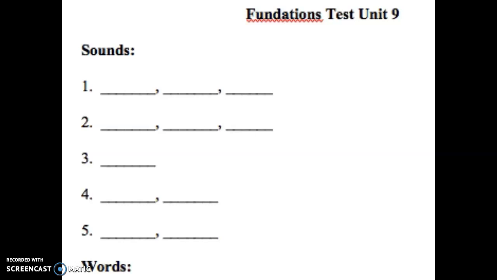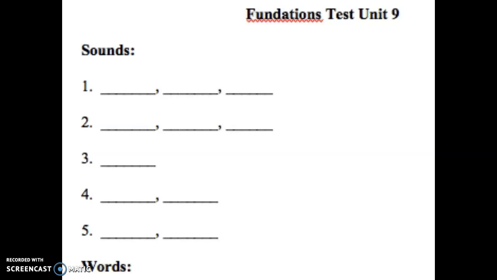Sound number 1. Type the 3 ways to make the E sound, like in Pete, me, and baby. E. Sound number 2. Write the 3 ways to make the sound, like in her, bird, and burn.